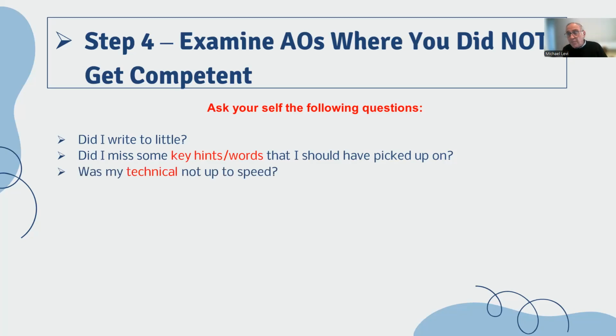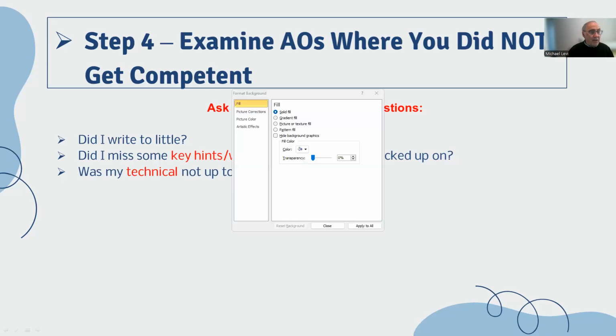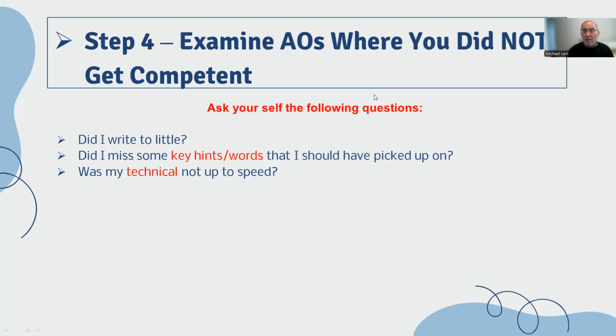Was my technical up to speed? Notice we keep coming back to technical. If my technical wasn't up to speed, then obviously I wasn't able to get competent, because getting competent is a function of knowing your technical and being able to apply it effectively. So the starting point is to know your technical. If you don't know your technical, it's impossible to apply it appropriately, right? You've got to know your technical in order to apply it appropriately.